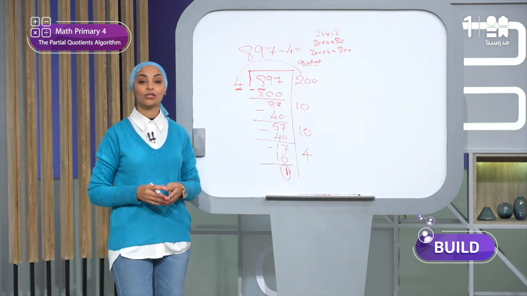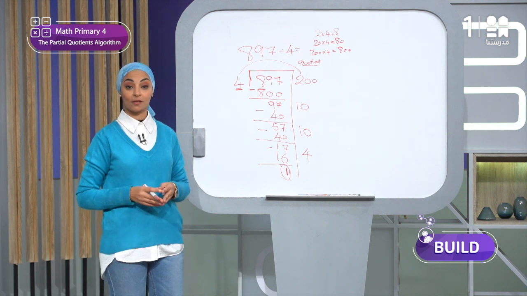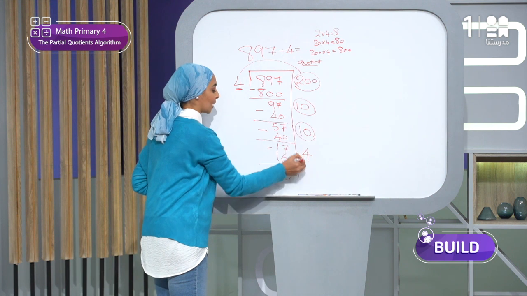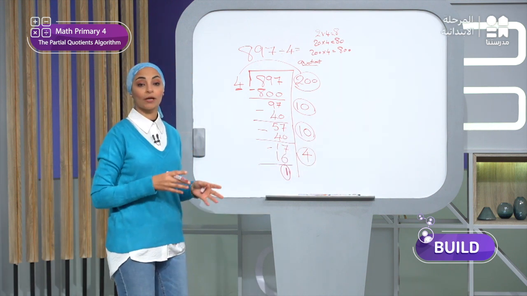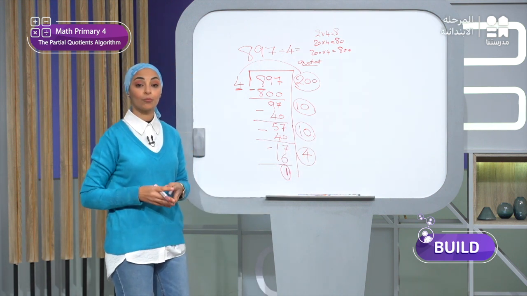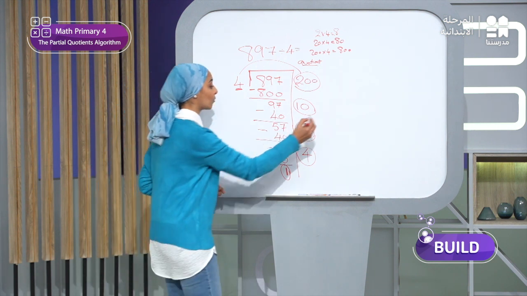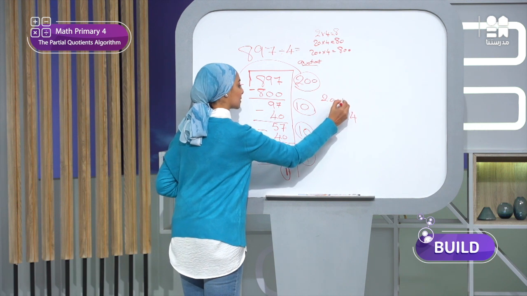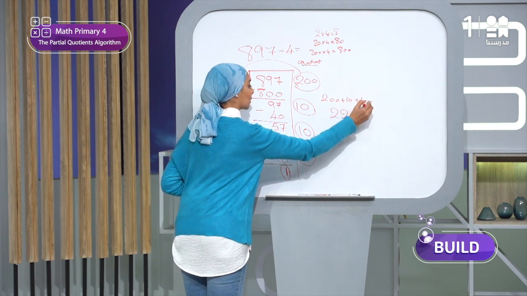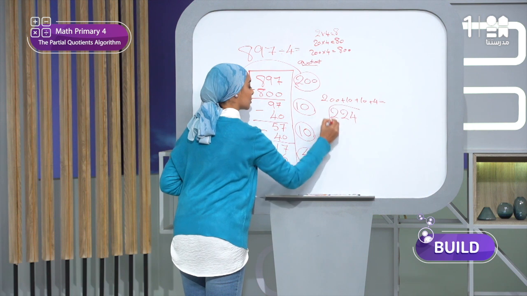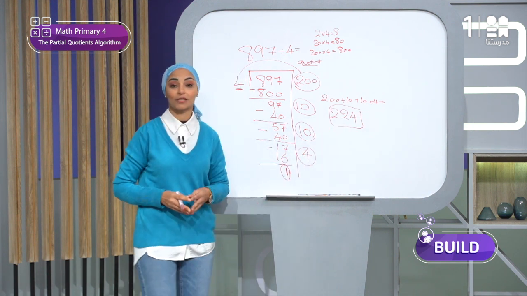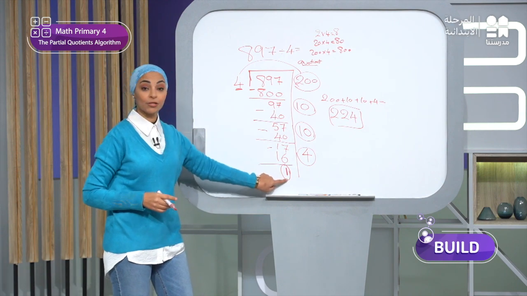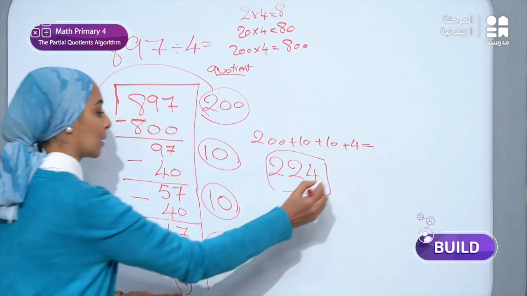Now let's see the quotient from all the numbers on the right side, which are 200 and 10 and another 10 and 4. So when I add these 4 numbers, the answer will be 224. If I add 200 plus 10 plus 10 plus 4, my quotient is 224. And what about the remainder? Yes, don't forget to put the remainder. Here I have remainder 1.